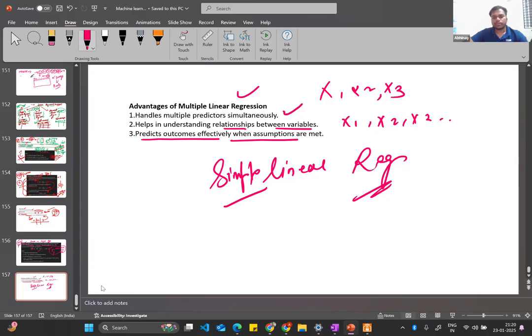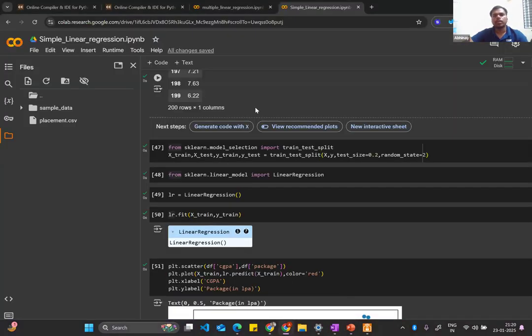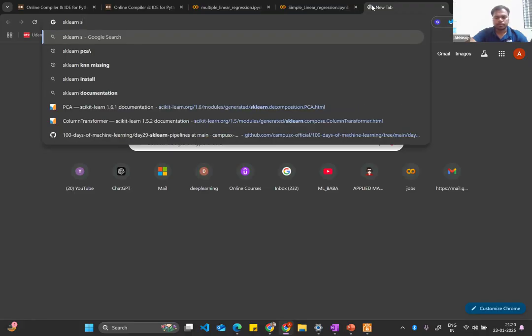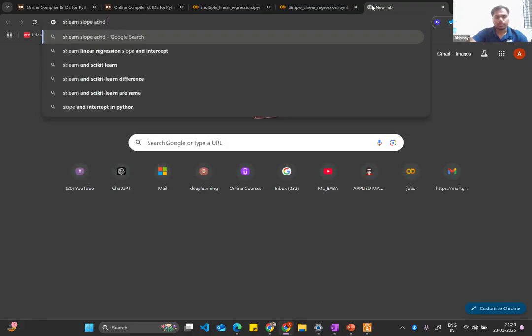So this is the scenario. Now I will show you how you can deal with the multilinear regression technique. I will also let you know that to find the coefficient you can use this thing, and to find the slope you can use this kind of formula. Let me first show you the slope and coefficient.